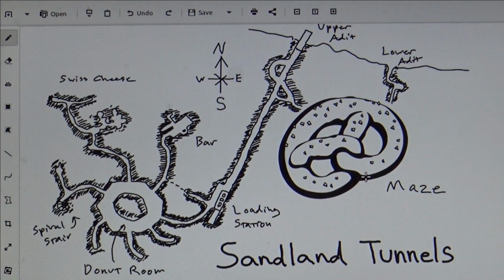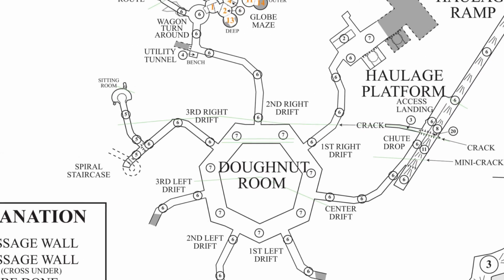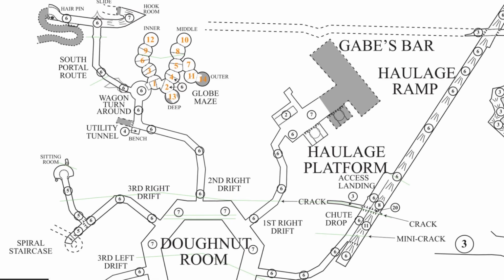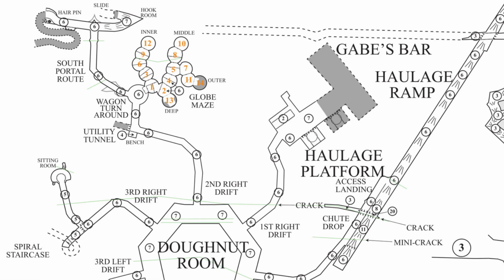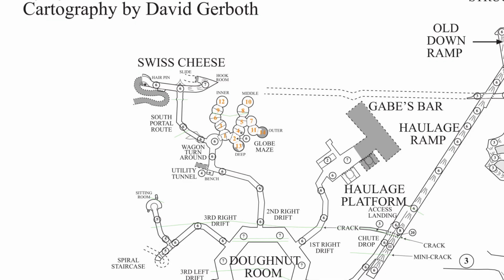Alright, so there's my quick and dirty sketch of what the Sandland Underground looks like. Let's take a look at a little nicer map that Dave's been making. So Dave's map is much more detailed, has a lot more features and labels in it, and even has the ceiling heights in those little circles. And then here's a much better look at his Swiss cheese globe maze situation. This is a lot better than what I sketched out.